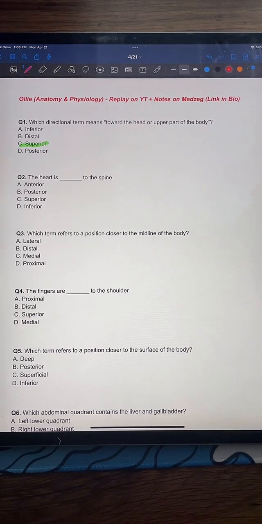Let's move on to number 2. Again, we're talking about directional terms, anatomical terminology. So question 2, the heart is blank to the spine.